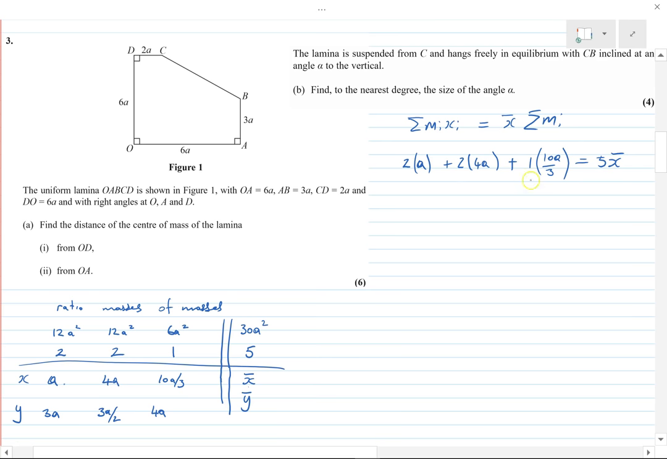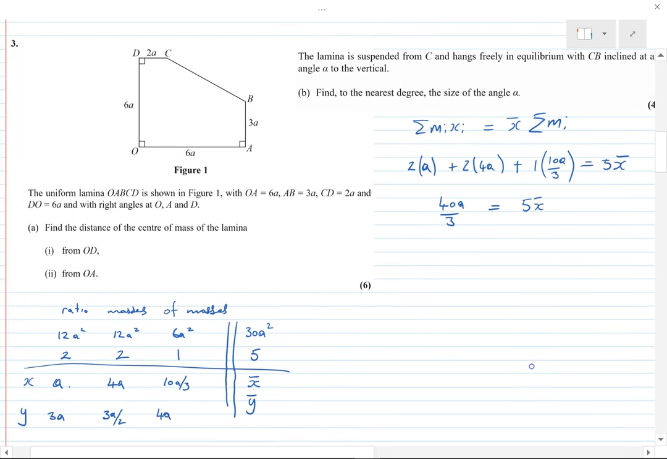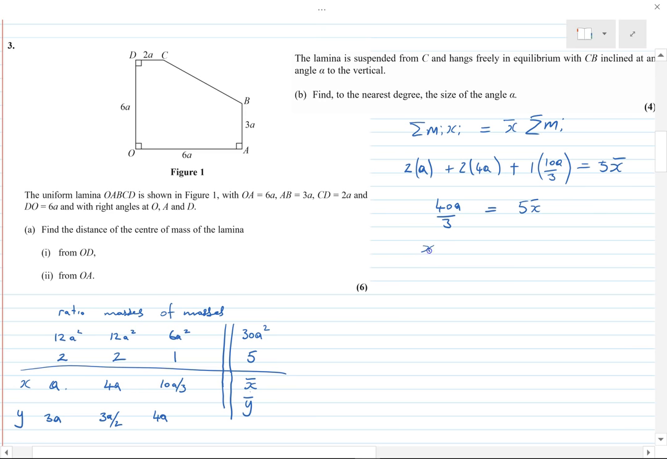So adding all of these together, we get 40a over 3 is equal to 5x bar. So that gives me x bar, dividing 5 on both sides, is equal to 8a over 3, and as I just said, that is the distance from OD, so that's the answer to part 1. Sorry, from OD. Okay, so that's our x bar.